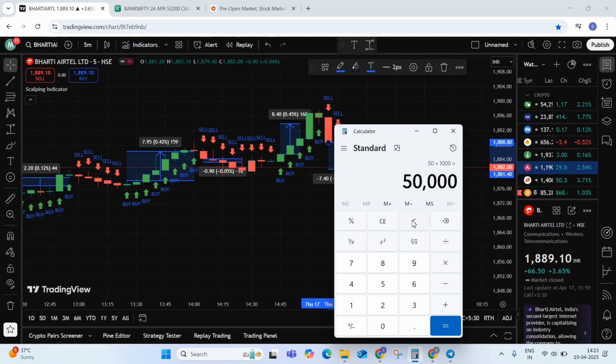See, so many people on YouTube, big YouTubers also, trade 5,000 or 10,000 quantity. Everyone watches them. They are getting 1 lakh profit, 2 lakh profit per day. Just watch how many points they are capturing.